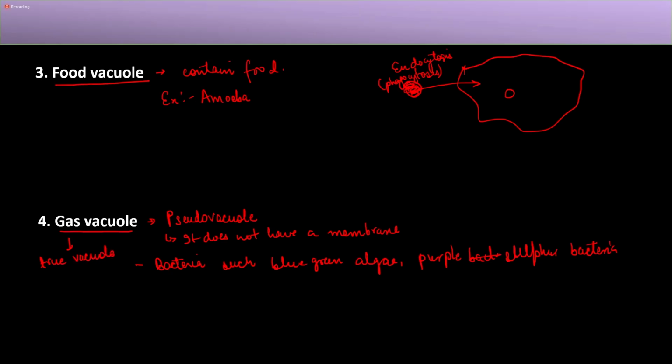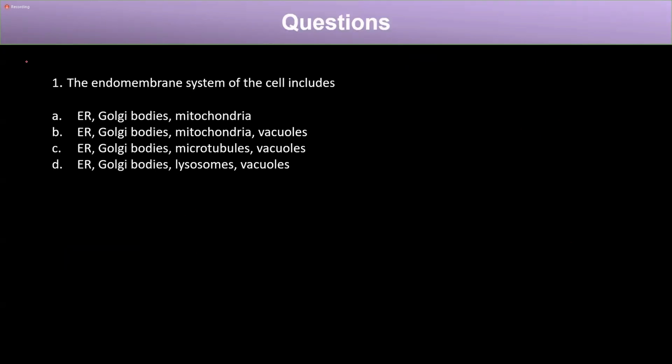So with this, we have studied the endomembrane system. Now let's solve a few questions before moving forward. The first question is, the endomembrane system of a cell includes, so we have already studied that the endomembrane system comprises 4 organelles, that is ER, Golgi bodies, lysosomes, and vacuoles. So D is the correct answer.